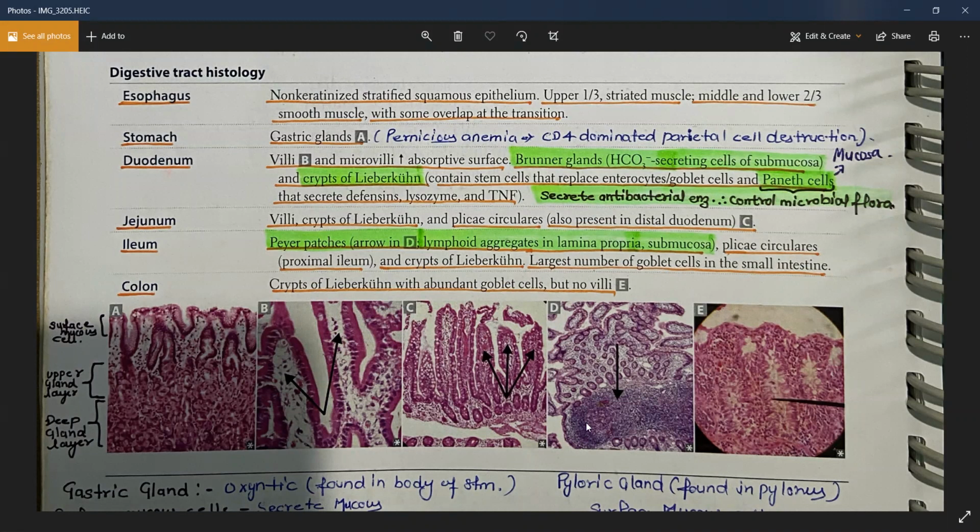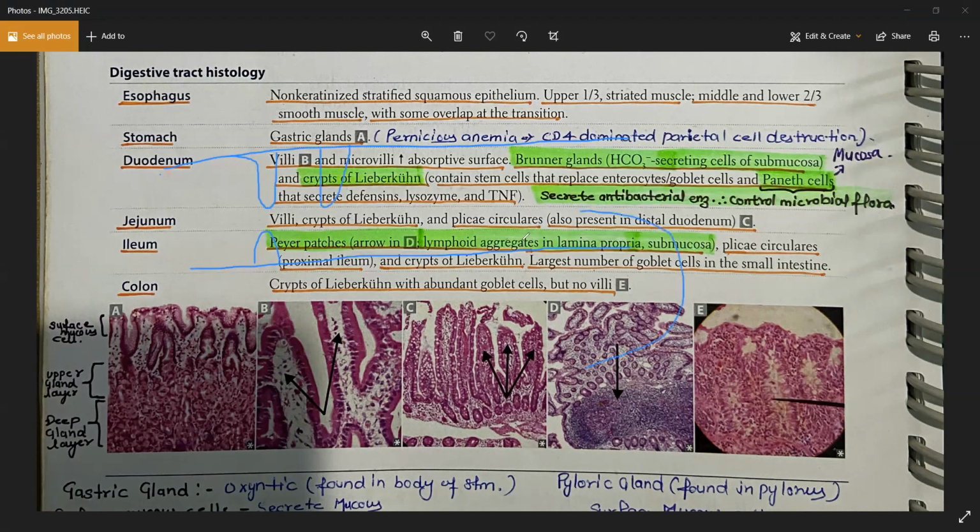Okay, any doubt? Yeah, I have one. Yes. What is plica circularis? See, when you see the intestine through an endoscope, this is the lumen of the intestine. If I see the intestine with an endoscope, I can see some fold-like structures, and these are the plica circularis.